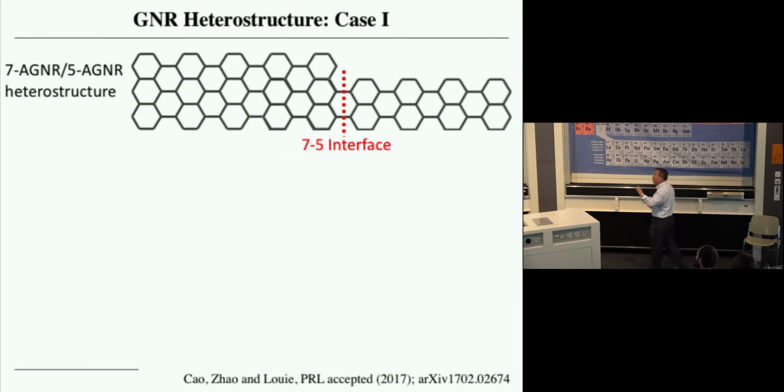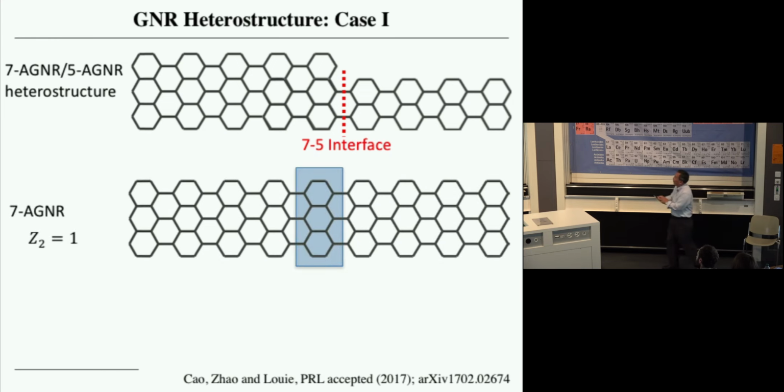So that actually leads to some interesting physics. For example, if I look at a heterojunction between a 7 and a 5 armchair graphene nanoribbons, suppose I join them like this to form a junction that looks like that. Here's the interface.